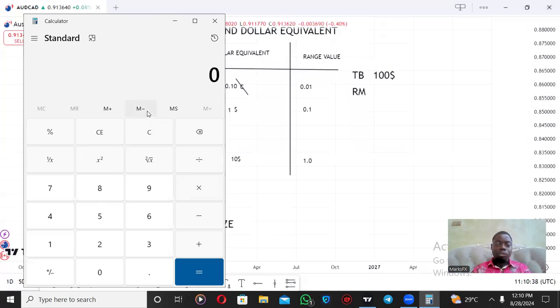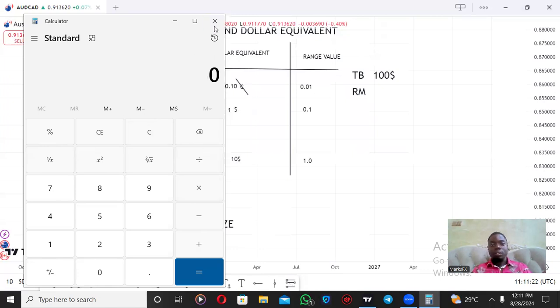Let's also assume that you want to risk 2% of that account. You want to remove 2% and trade. So it will be $100 times 2 divided by 100. You have $2. So if $2 is what you're about to risk, it's too small. Let's make it $5. So that is 5 times 100 is 500. 500 divided by 100 is 5.